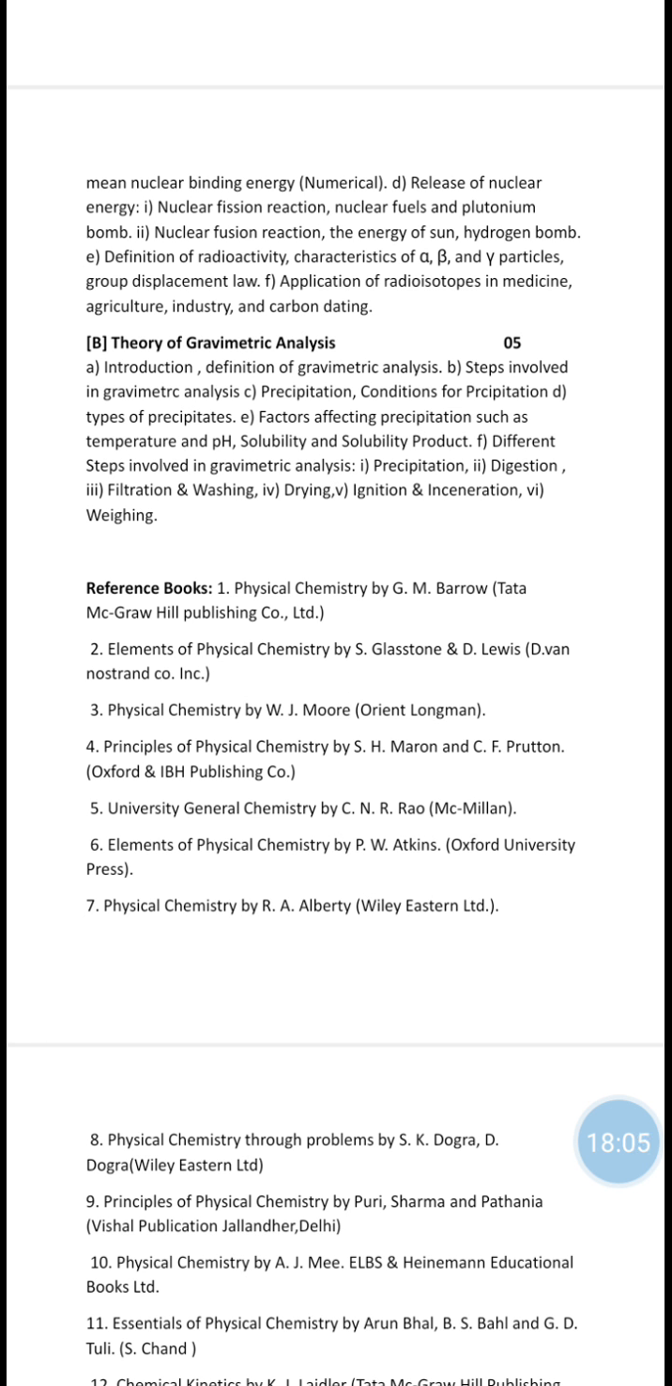In agriculture, we use radioactive materials or radioactive particles to store the agricultural products. Then in industry such as power generation, we use radioactive elements, and also we use carbon 14 for carbon dating, which is used to know the age of fossils.